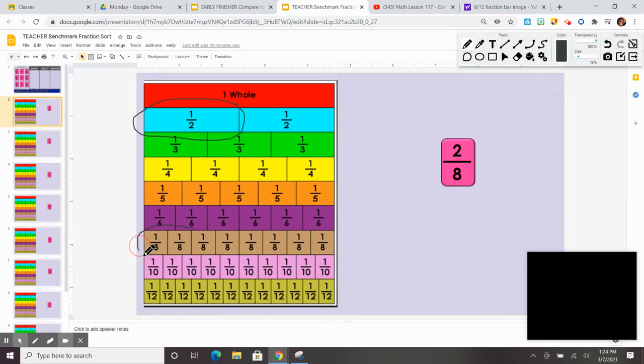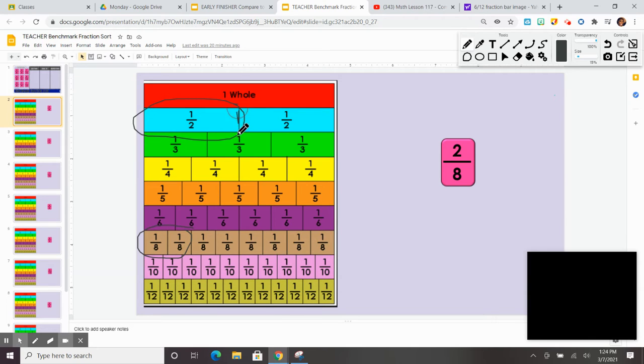Here is 2/8. All right, because I know that 1/8 plus 1/8 gives me 2/8. These are all unit fractions. 1/8 plus 1/8 plus 1/8 plus 1/8 plus 1/8 plus 1/8 plus 1/8 plus 1/8 equals 8/8, or one whole. This whole thing would be one whole. But I'm trying to determine whether or not 2/8 is greater than, less than, or equal to one half.